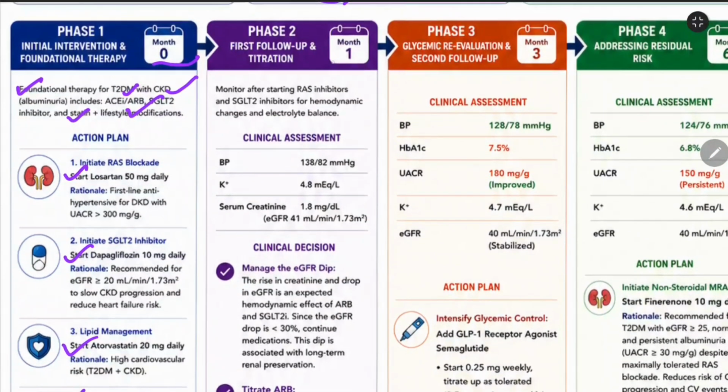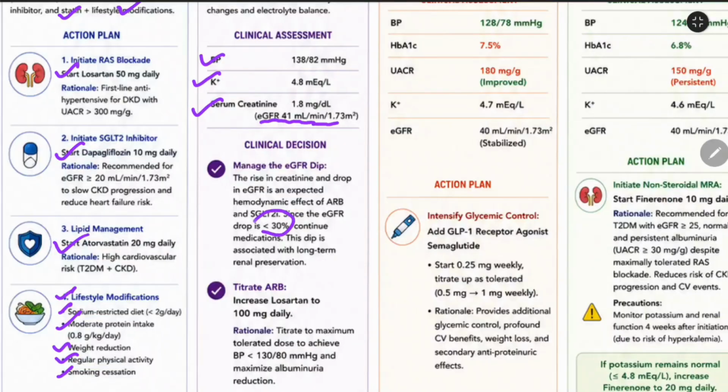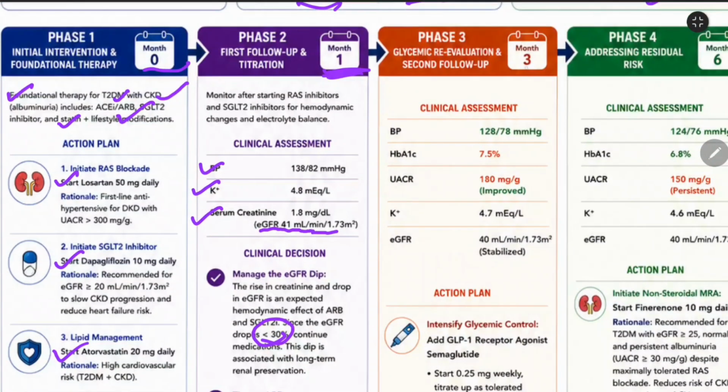Then phase 2, in the first month, after 4 weeks, BP is 138/82, potassium is 4.8 milliequivalents, creatinine is 1.8, so eGFR is now 41 actually. It is reduced, but by less than 30%. So because it is less than 30%, we are continuing the therapy. But because the BP is still raised, we are increasing the losartan dose to 100 mg daily.